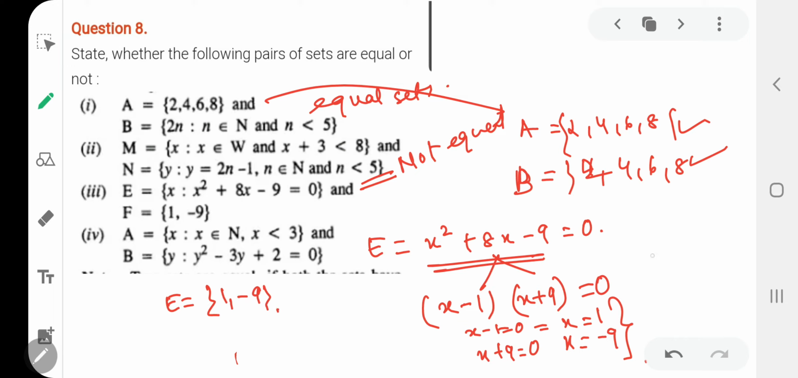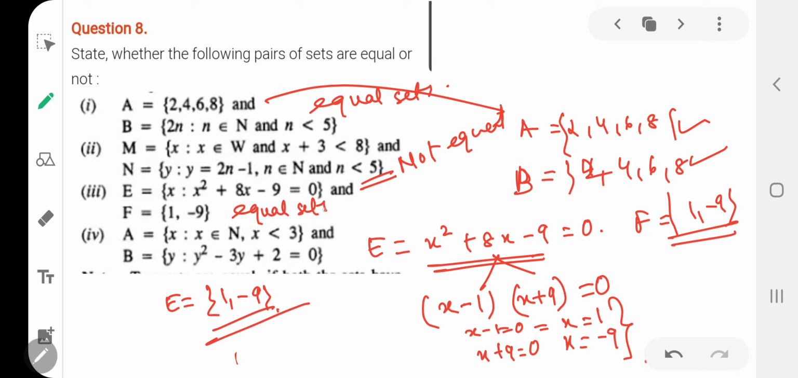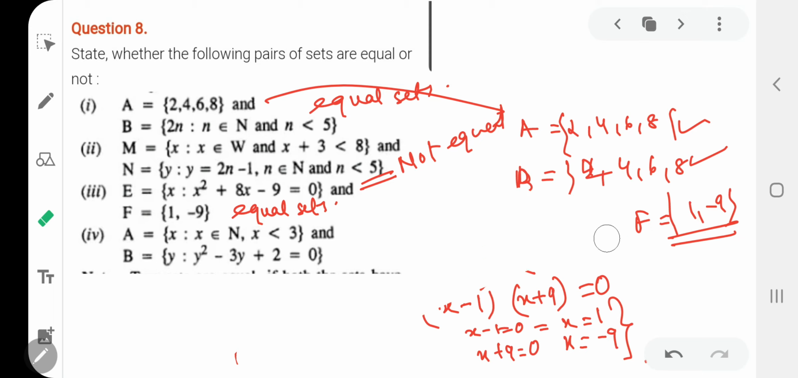Now I will see what do I have in F. F is 1 and minus 9. So you can see the elements are same in E and F. So they will be called as equal sets. Got my point clear?